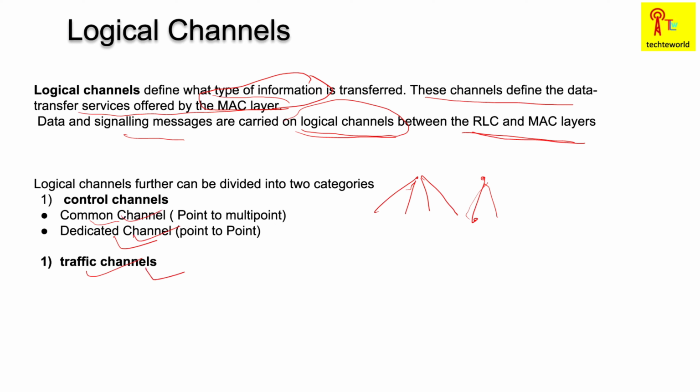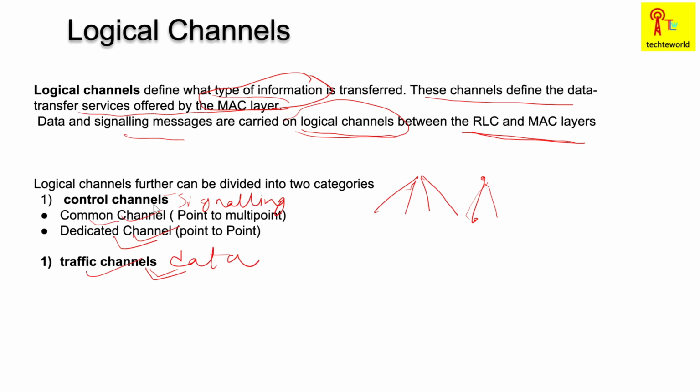Then we have the traffic channel. As the name implies, it carries the data in the user plane. All the data messages are basically taken care of by the traffic channel only. The control channel carries the signaling messages, whereas the traffic channel carries the data. So this is very important. Hope this logical channel is clear to you all.